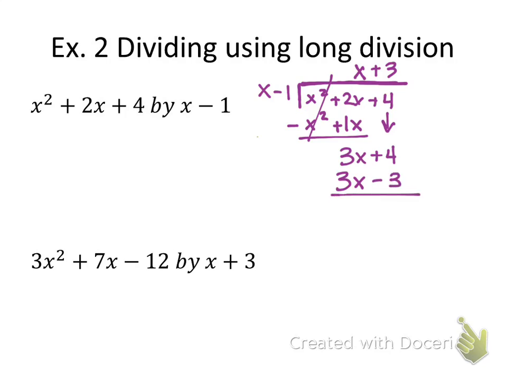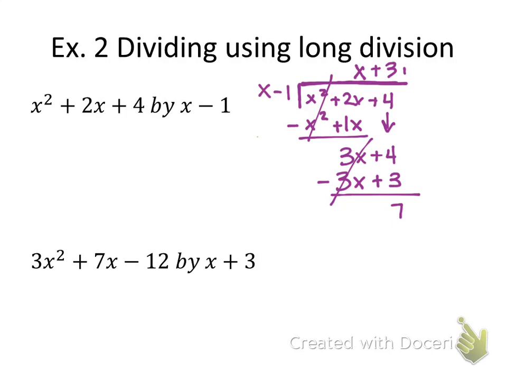What do I have to do to my signs? Change them. So this becomes a negative 3. This becomes a positive 3. What happens here is my first terms cancel out, exactly what I want, and then I do 4 plus 3, which is 7. There's nothing else left to bring down by the 7. So 7 is my remainder.